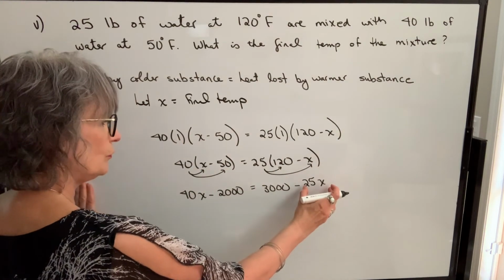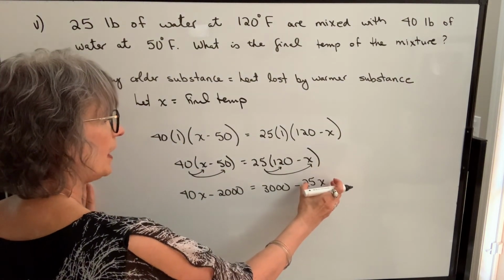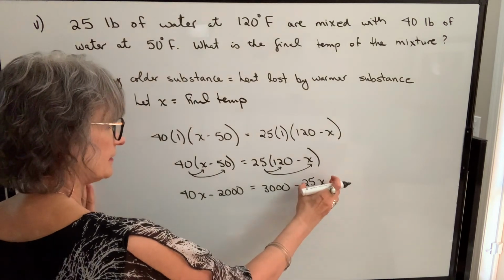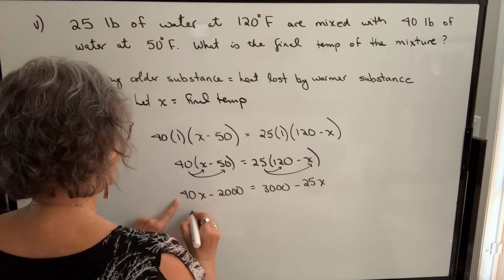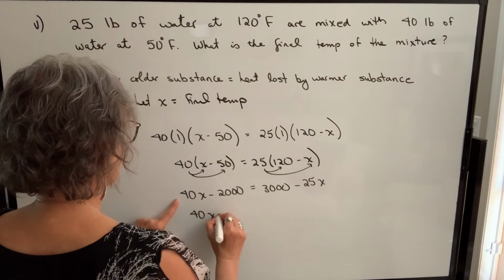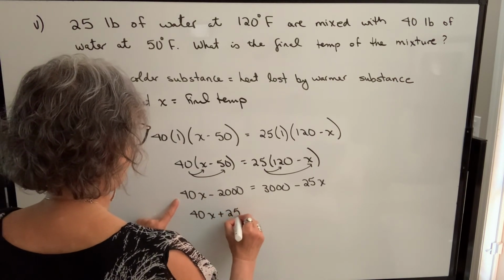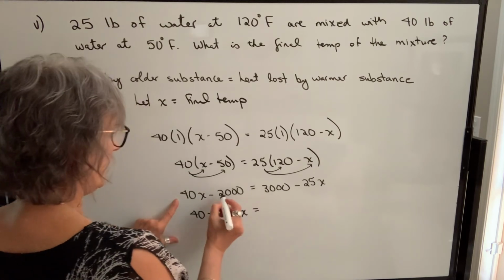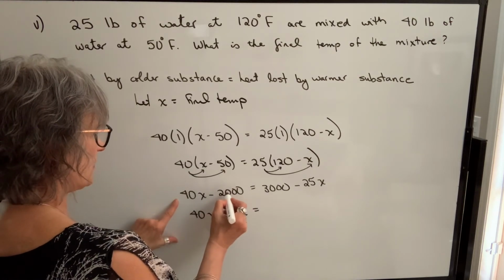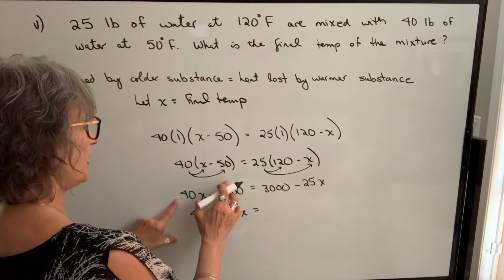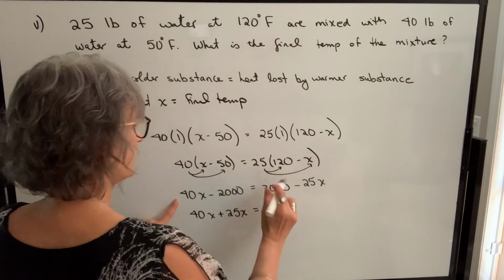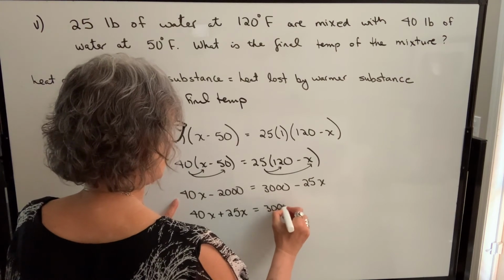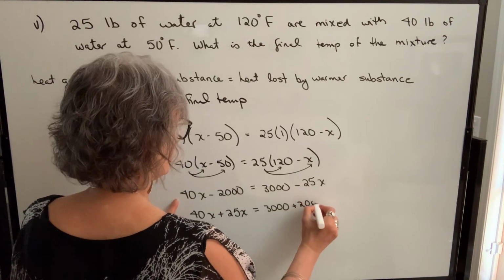In order to move this 25X, I need to add 25X to this side and it will be equal to 0 and it will be gone. And I then need to add 25X to this side. In order to move this 2,000, it's being subtracted, so I do the opposite. I add 2,000 to this side, and it will equal 0. And I have to add 2,000 to this side, so I'll have 3,000 plus 2,000.